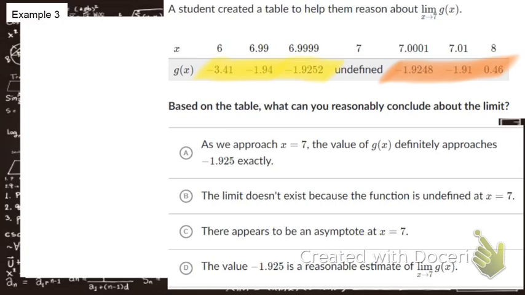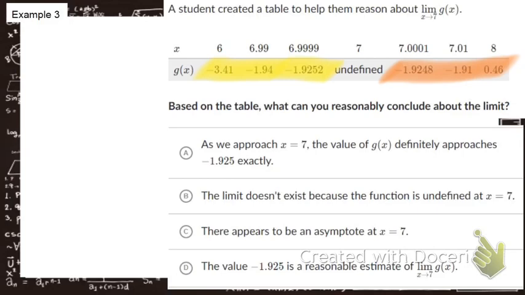Remember that an asymptote at x equals 7 would be a vertical asymptote, right? A vertical asymptote means it would follow the asymptote up to infinity or down to negative infinity. And these numbers are not really large, are they? These are not even close to infinity. If this number was like 1,759,000, then maybe there was an asymptote. But the fact that they're nowhere near being that large means that there's probably not an asymptote at x equals 7. So I would say D is the most logical choice here, that this is a reasonable estimate of the limit as we approach 7. Okay? Questions on example 3 before we look at number 4?